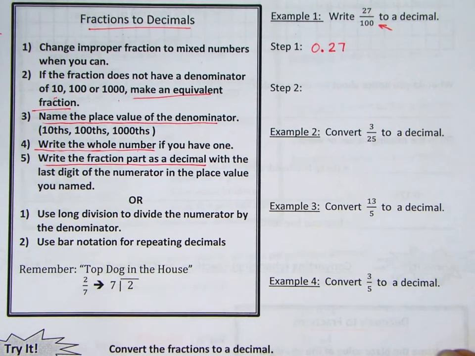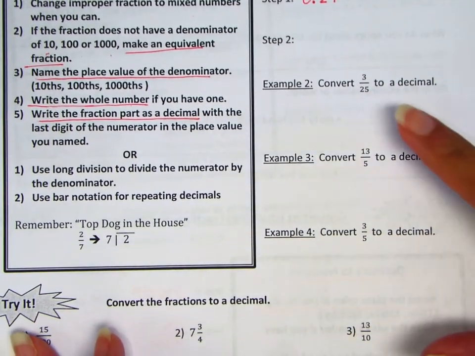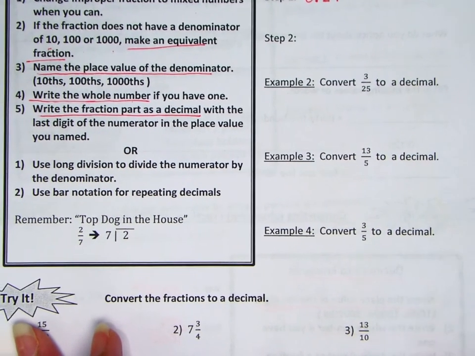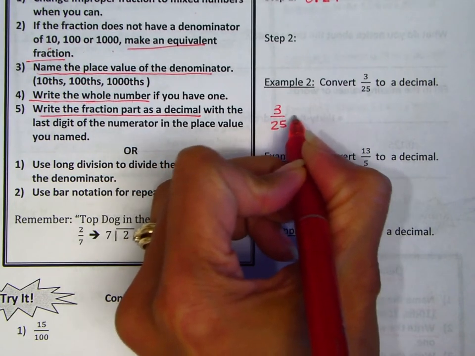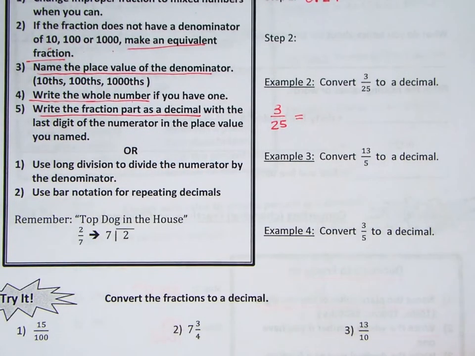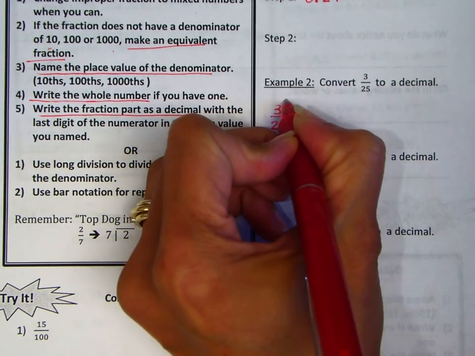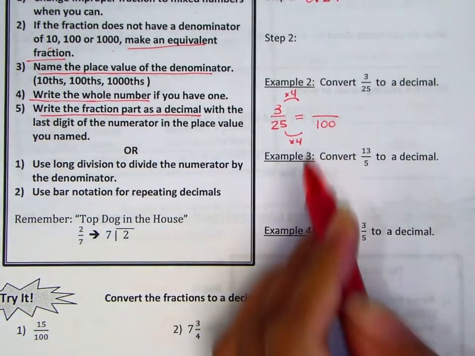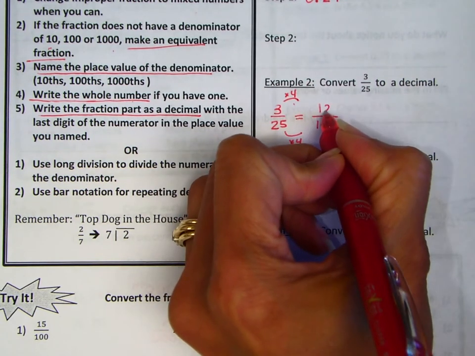So now let's try converting 3/25 to a decimal. It's not an improper fraction, so we're just going to make it into an equivalent fraction. I have 3/25. What can I multiply 25 by to make it equal 100? I can multiply this by 4, and that's given me my 100, so I'll have to multiply the numerator by 4 to get 12 hundredths.